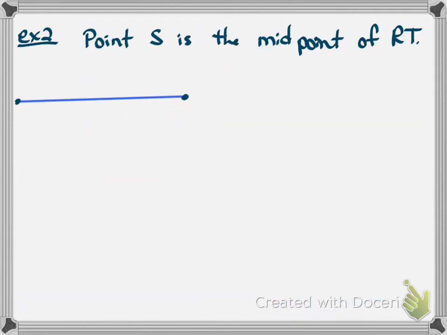For this next example, they tell us point S is the midpoint of RT. So this is segment RT. And point S isn't just on this segment, it's right in the middle. So we'll put it where we think the middle is. And to show that it's the midpoint, we'll use our tick marks. So those two parts are equal. And they have this labeled as 5x minus 2, and this labeled as 3x plus 8.